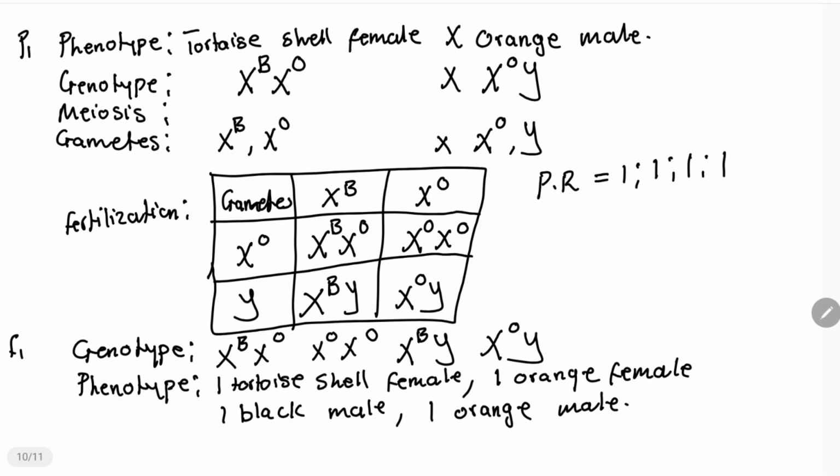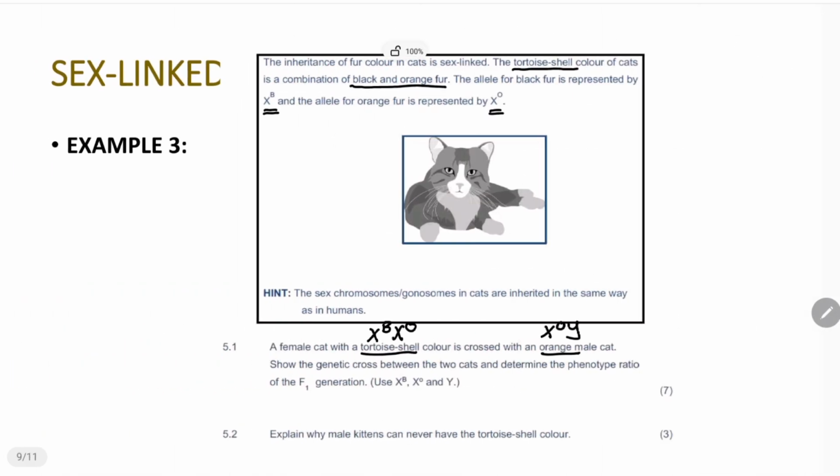Now let's try to answer the other question because there were 2. So let's try to answer this one. It says, explain why male kittens can never have a tortoiseshell color. So we're going to start by saying again, we know that the allele for fur color is carried on the X chromosome. We need to say that statement, right? So the allele for fur color is carried on the X chromosome.